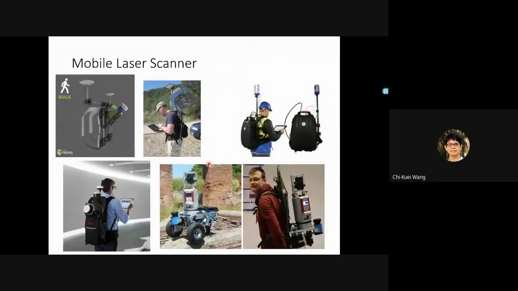This idea of the mobile laser scanner can be pushed further, in that we can make it a backpack. So we have a person carry this system, this single laser scanner here. Other companies have other designs. You can see there are a lot of designs.